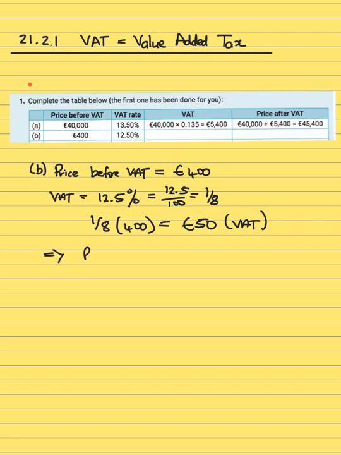But we want to find what is the price going to be after VAT. So the price after the VAT is the €400 that we were paying before the VAT was added on, plus the €50 VAT. So now it's €450.